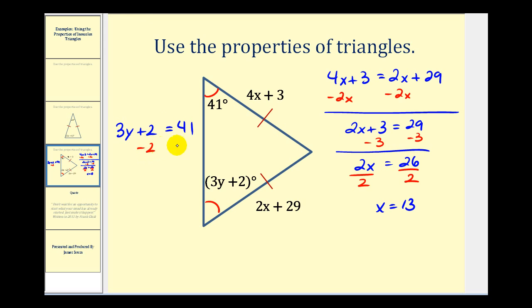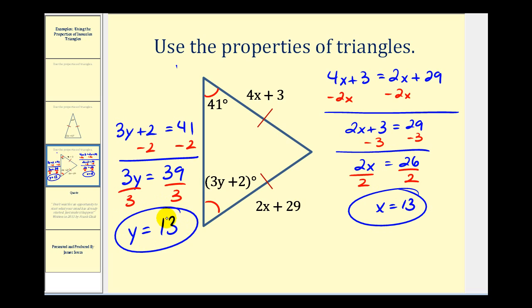So we'll subtract 2 on both sides. That'll give us 3y equals 39. And now we divide both sides by 3. And 39 divided by 3 is equal to 13. So using the properties of isosceles triangles, we're able to determine the value of x and the value of y. Let's take a look at one more example.